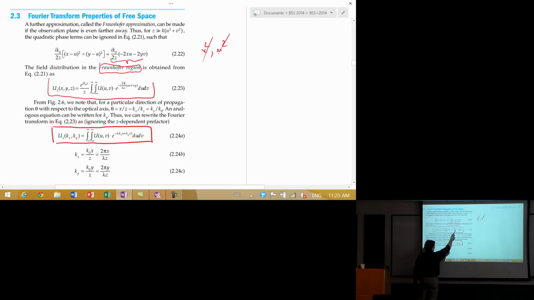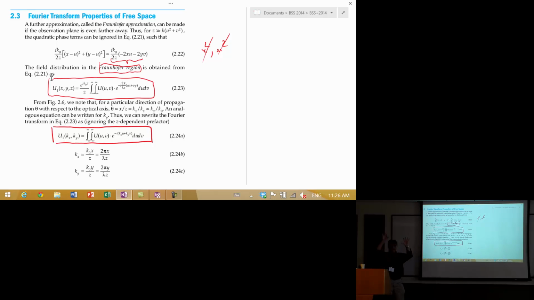So this is the integral we had before, except that instead of x minus u everything squared, we ended up with just a linear term. And now you should notice that this integral looks like my input, u and v, e to the minus something times u plus something else times v. So it is a Fourier transform, provided your spatial frequency is defined by this: kx is 2 pi x over lambda z, ky is 2 pi y over lambda z.